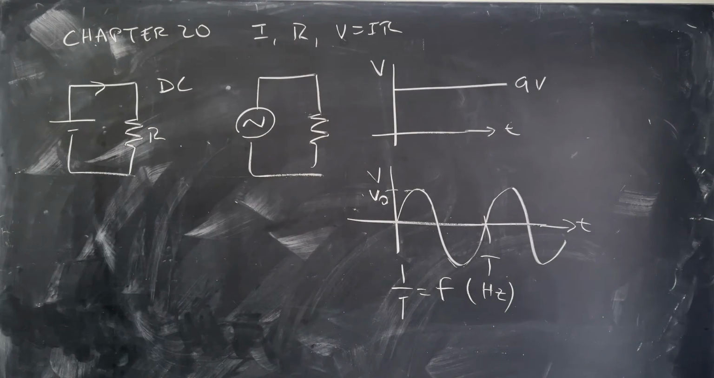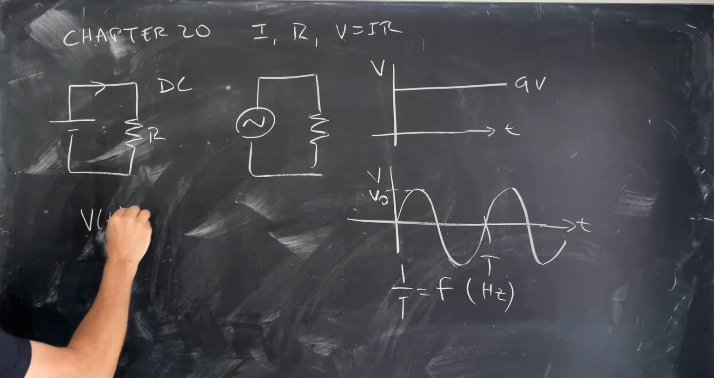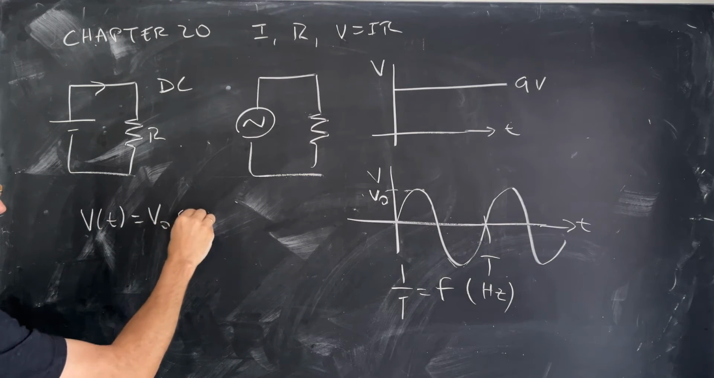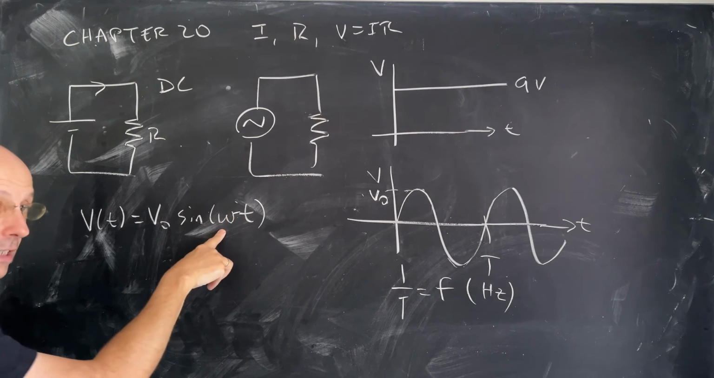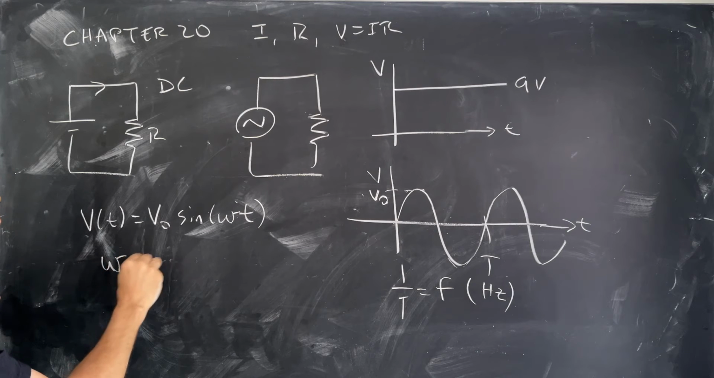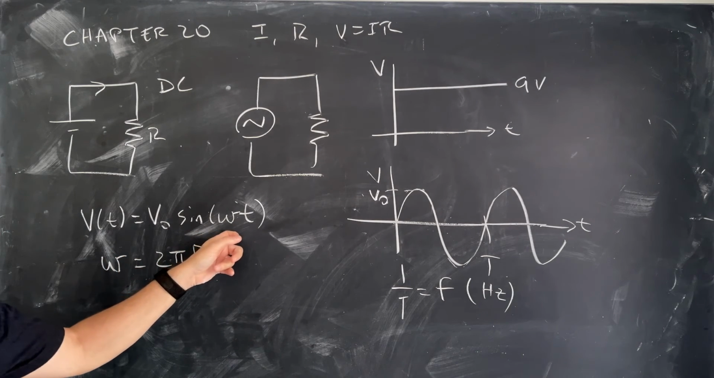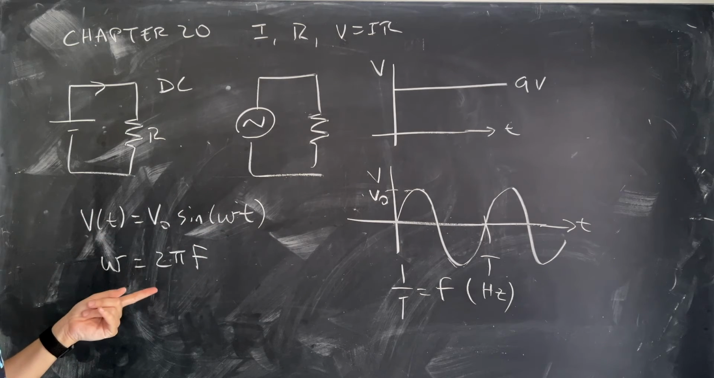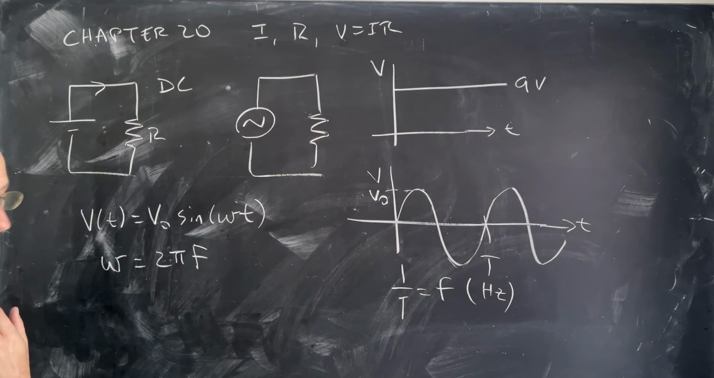I can mathematically write that function, voltage as a function of time. It looks like this: V0 sine omega t. So that's the Greek letter omega, lowercase omega, and omega is equal to 2 pi times the frequency. But this is in radians per second. This is just easy. The book actually just leaves it as 2 pi f, but I like omega better, and I'm going to do it the way I want to do it.